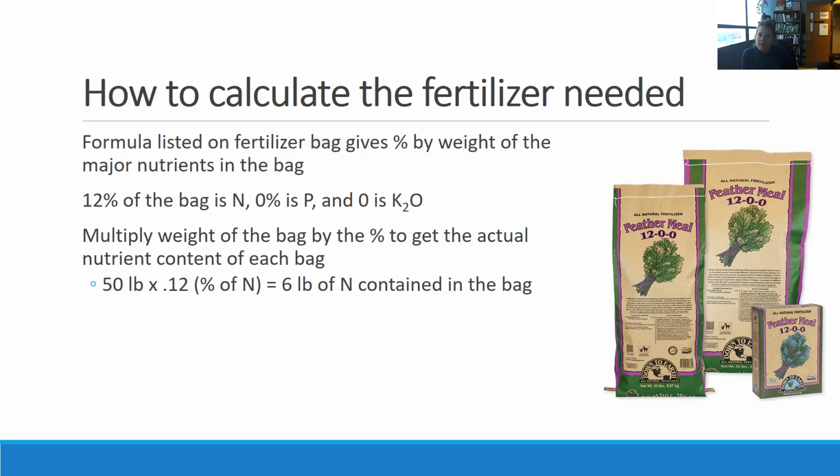So the formula listed on a fertilizer bag gives the percent by weight of the major nutrients in the bag. So 12%, for example, in this feather meal case, 12% of the bag is nitrogen, 0% is phosphorus, and 0% is potash. So you're going to multiply the weight of the bag by the percent to get the actual nutrient content of each bag. So if it's a 50-pound bag, you're going to multiply that by 0.12, right? The percent of the nitrogen. So 6 pounds of pure nitrogen is contained in that bag.